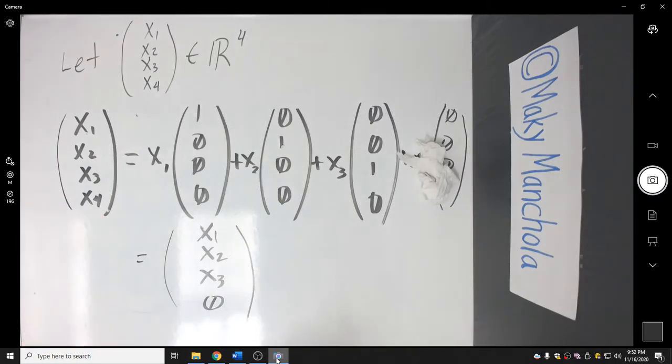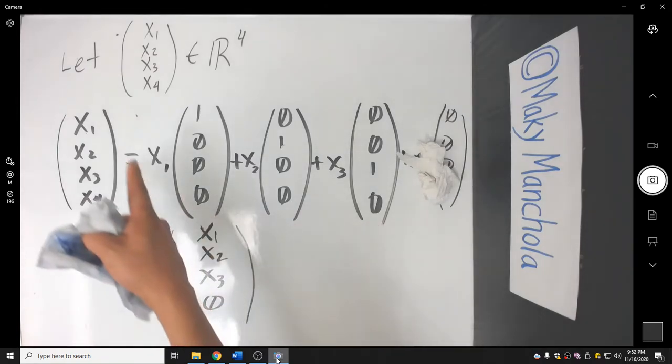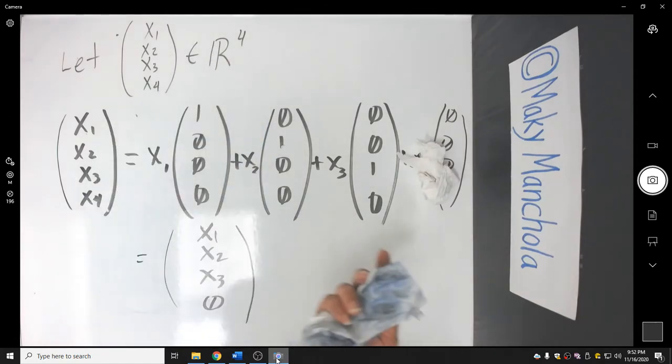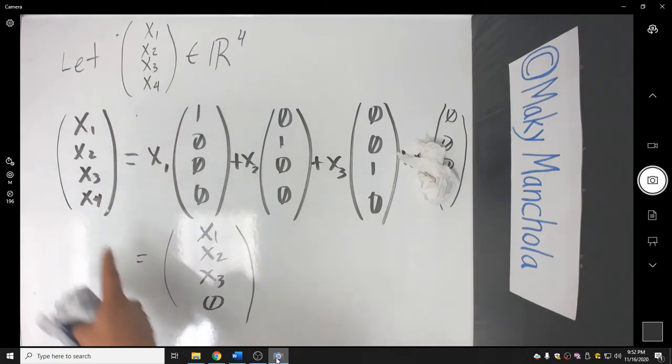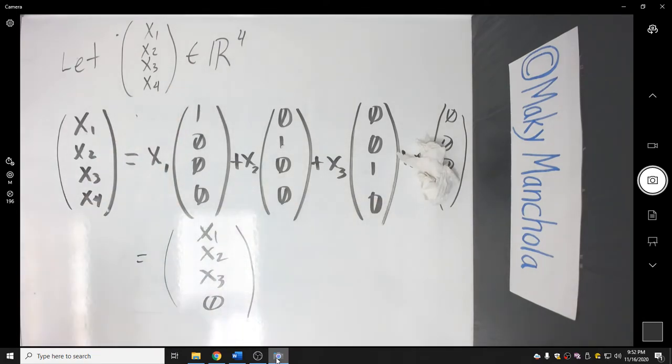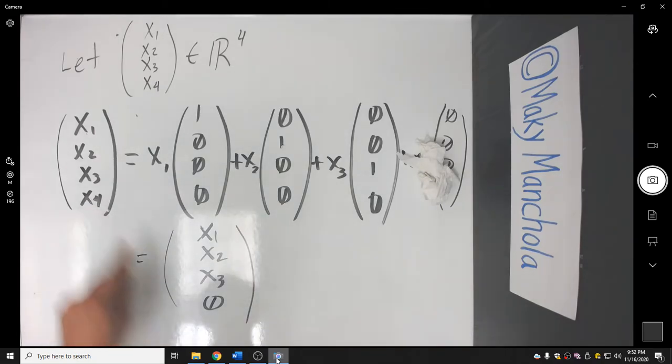But that's not what we want. We're saying, here is a collection. Does it span this space? If you ask that question, does the collection span this space? The answer is no, because there are some elements of R4 that cannot be written as a linear combination of those 3. As long as you put something here different than 0, it is impossible.